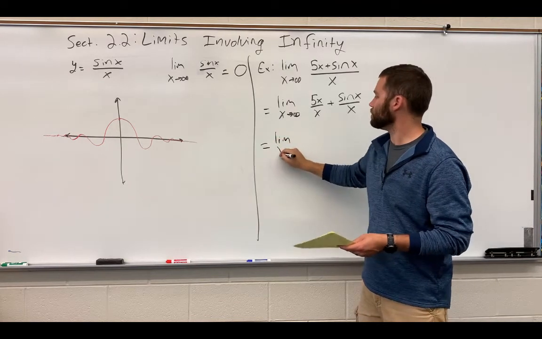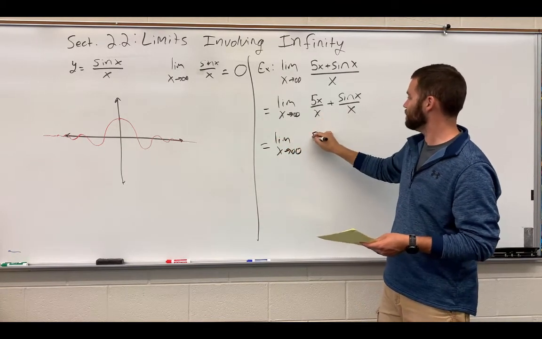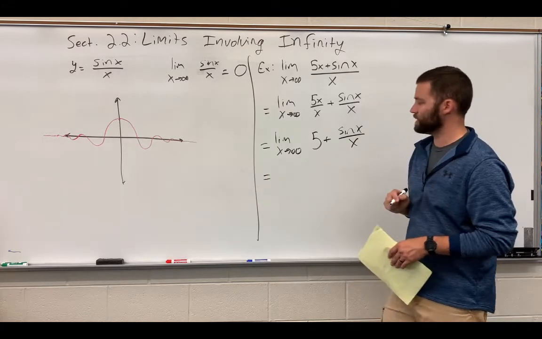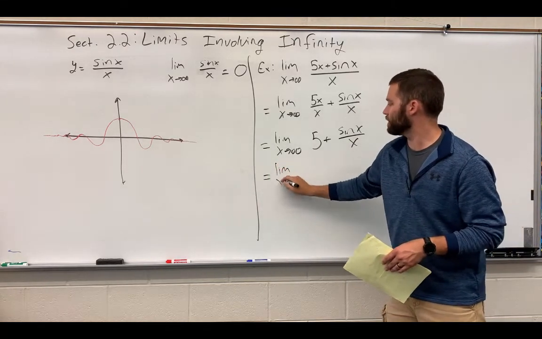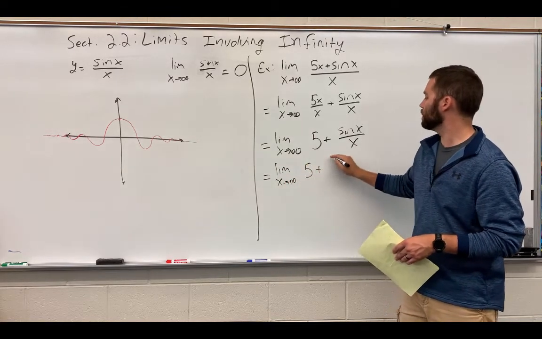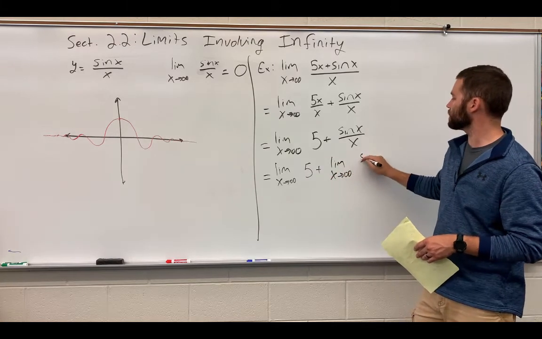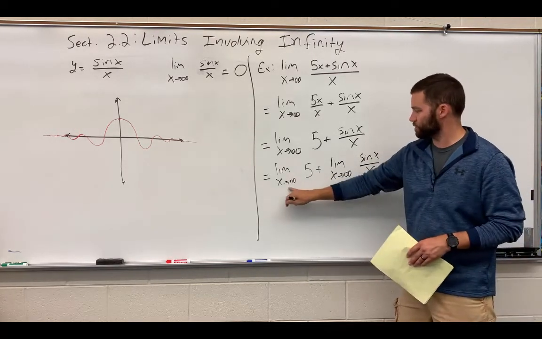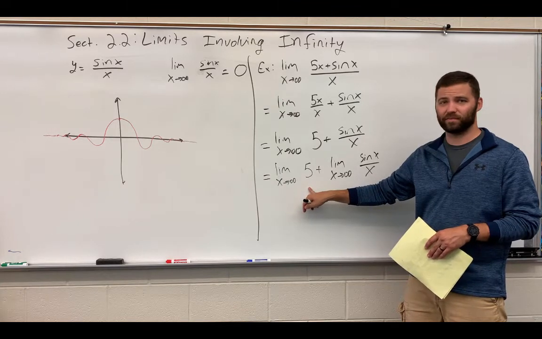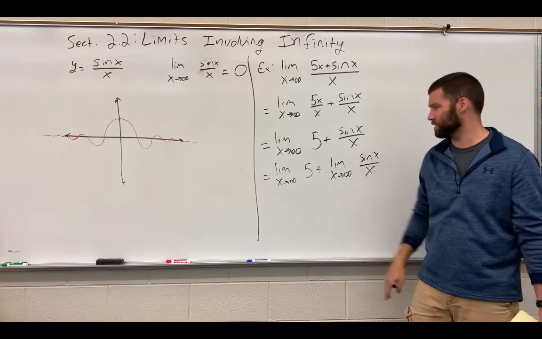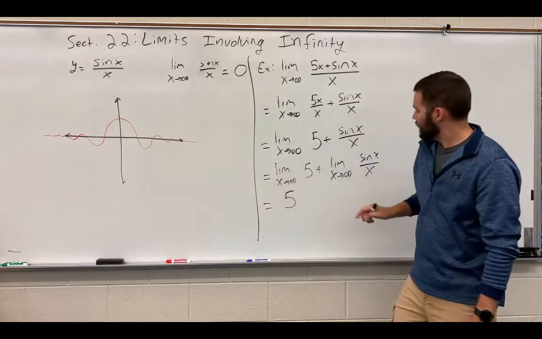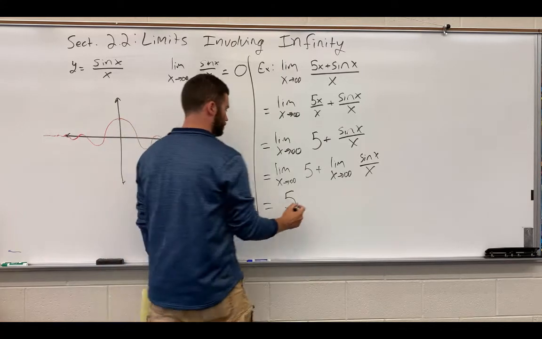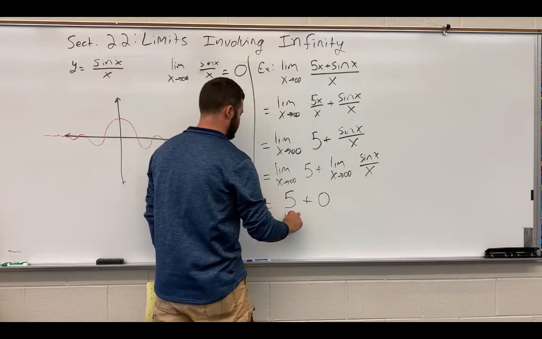So I get the limit as x approaches infinity of 5 plus sine x over x. And so I can break this limit into the limit as x approaches infinity of 5 plus the limit as x approaches infinity of sine x over x. Well, now I can take these on each individually. Limit as x approaches infinity of 5, that's just 5, right? Because y equals 5 is a horizontal line. So that becomes 5. And then the limit as x approaches infinity of sine x over x, well, we just talked about that one. That one's going to be 0. And so we get 5.